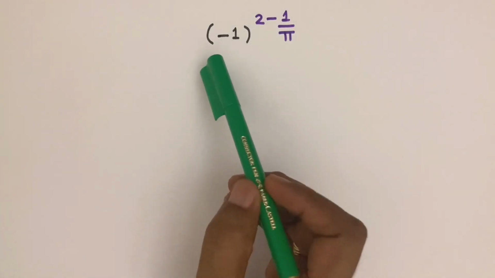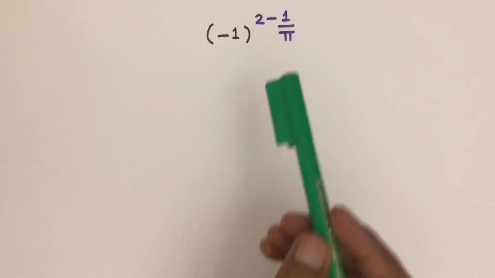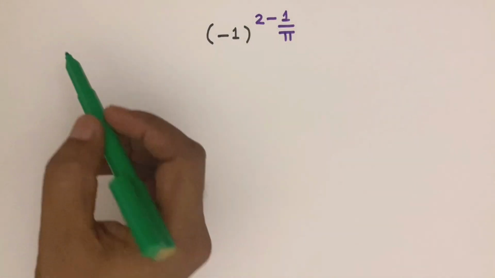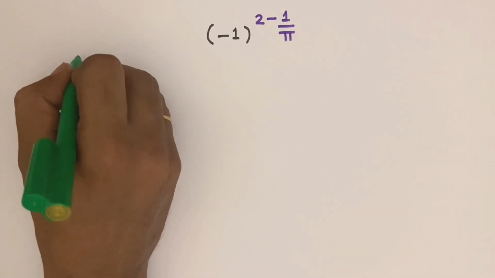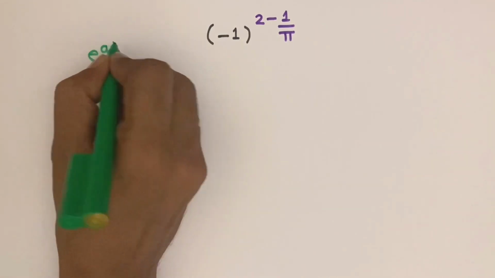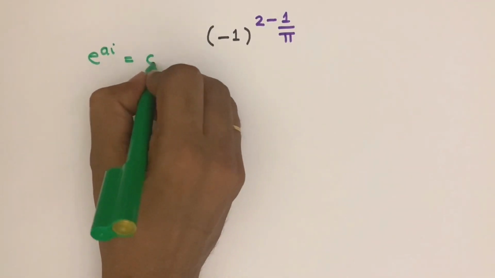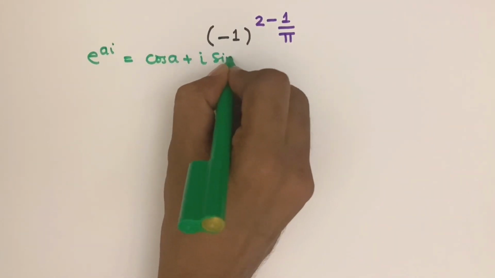In this problem, we have to calculate the value of (-1)^(2 - 1/π). To calculate this, we have to use Euler's formula, as we know that e^(ai) equals cos a plus i sin a.